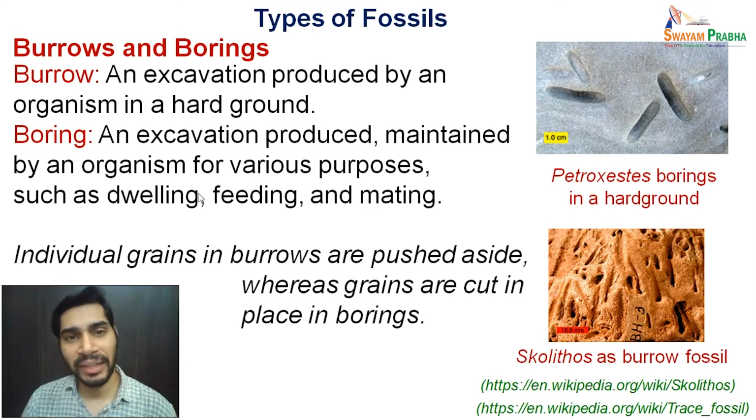Now, there is a minor difference between burrows and borings. Individual grains in burrows are pushed aside when the organism makes it, whereas the grains are cut in place in borings. So in borings, the grains are cut in place. There is no shuffling, there is no movement of the grains. In case of burrows, there is a shuffling or pushing aside of the grains. Usually this is a soft material or soft ground, and the borings are in hard grounds.